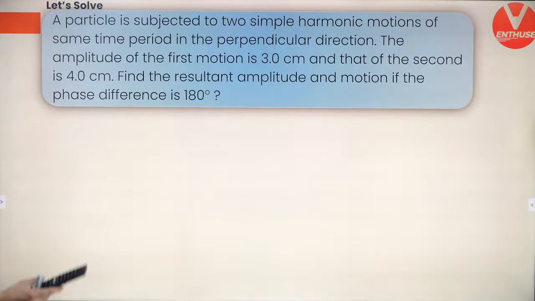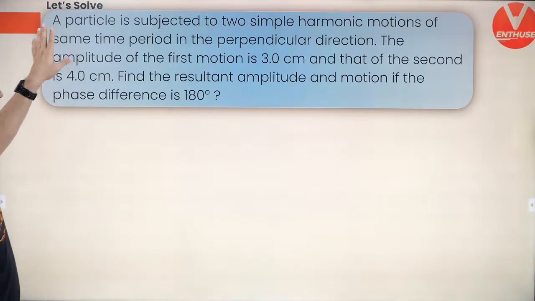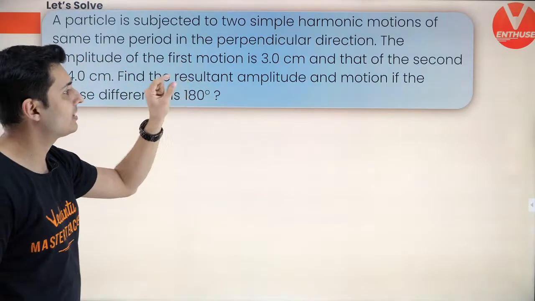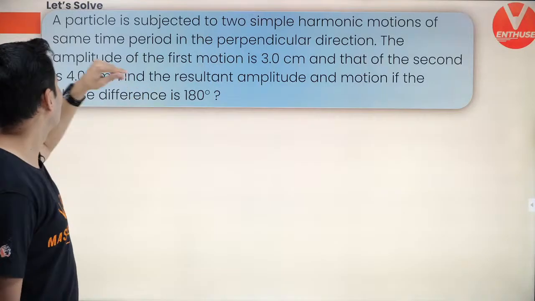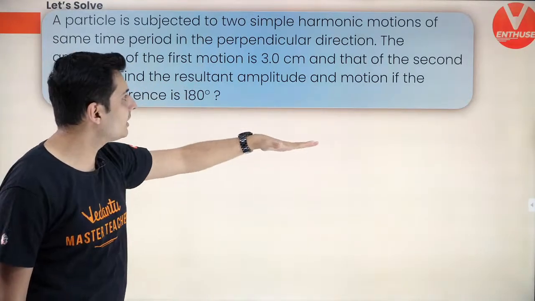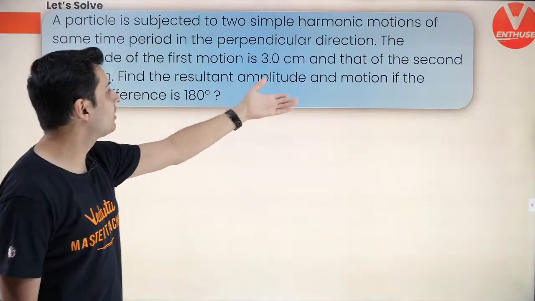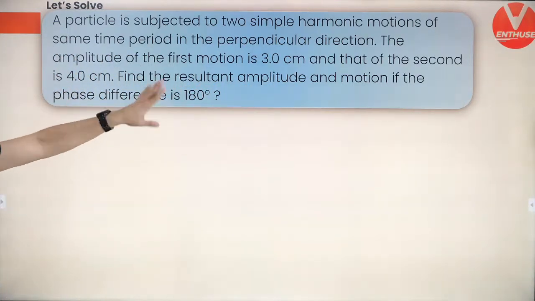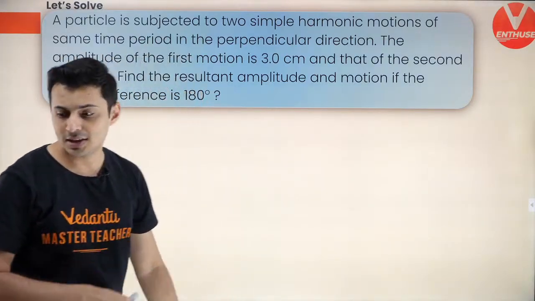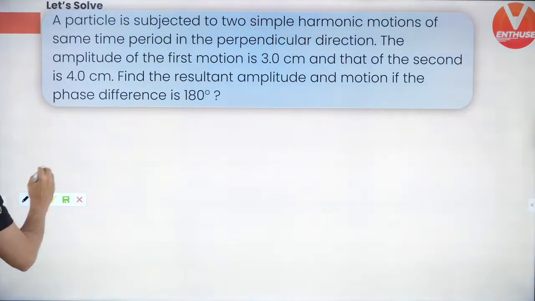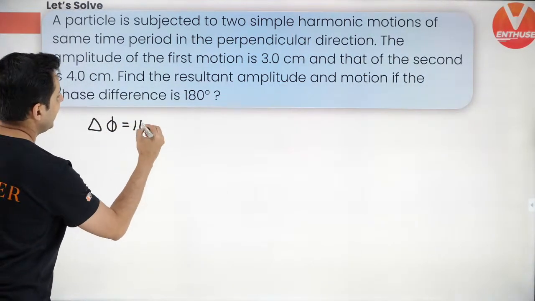Alrighty. So let's get going to the next question and then we'll see the solution. Come on guys. A particle is subjected to two SHMs at the same time in perpendicular directions. That means one in X and one in Y. The amplitude of the first motion is 3 and that of the second motion in Y axis is 4. What is the resultant motion and the amplitude if the phase difference is 180 degrees, guys? Come on, I just told you about it. How will the motion look if del phi is pi radian?